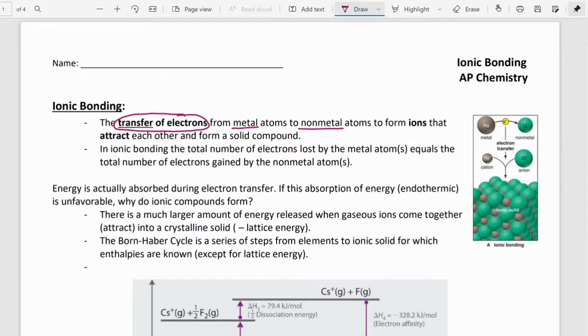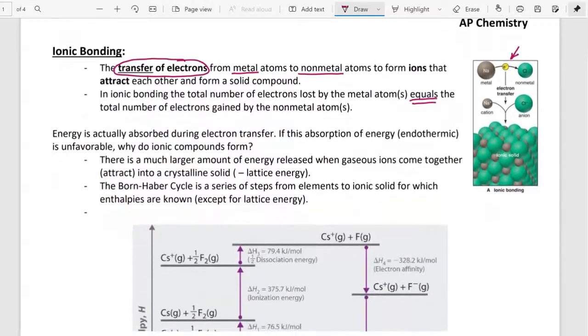In an ionic bond, the total number of electrons lost by the metal atoms is always going to be equal to the total number of electrons gained by the nonmetal. That just goes back to conservation of charge, which follows right along with what we've talked about previously with conservation of mass and conservation of energy. So this all involves, again, an electron transfer. We have two atoms. An electron is moved from the metal to the nonmetal. They form ions, and then this attraction occurs between those ions to form the bond.